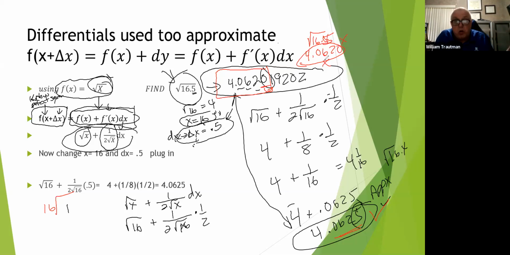You know, I don't require work for this test, for the rest of the semester. I'm not going to require work. I really should, but I'm not going to require work. But you've got to answer the question. Find the approximation using differentials. You can't just type in square root of 16.5 in your calculator. It will be wrong. I hope that answered that.